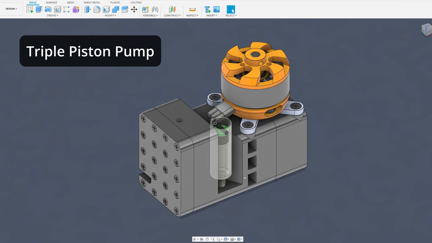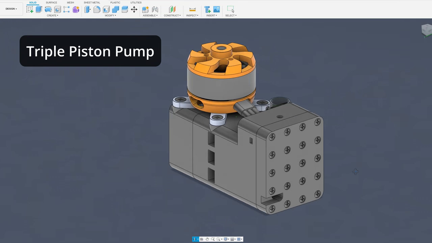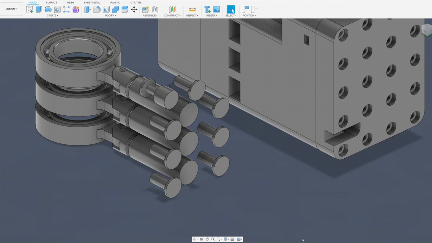This is a 3D printed triple piston pump. There are three pistons inside this pump. There is one input check valve and one output check valve for each piston. This check valve eliminates the backflow from the hydraulic actuators.